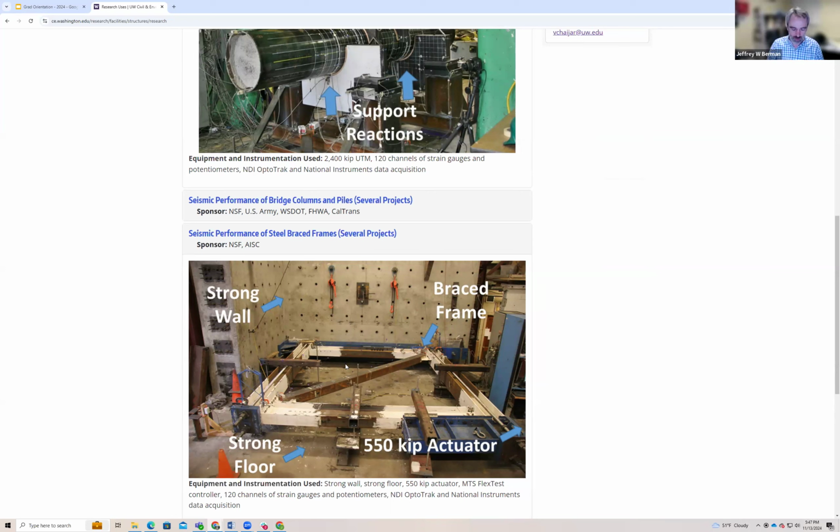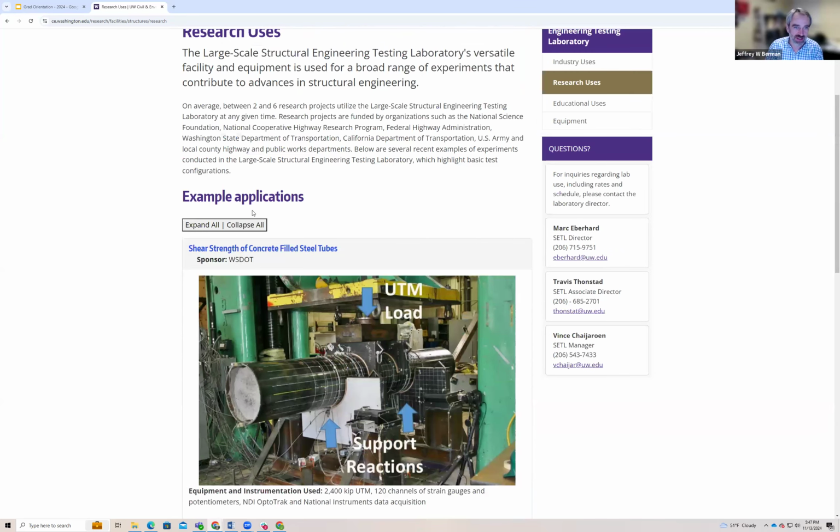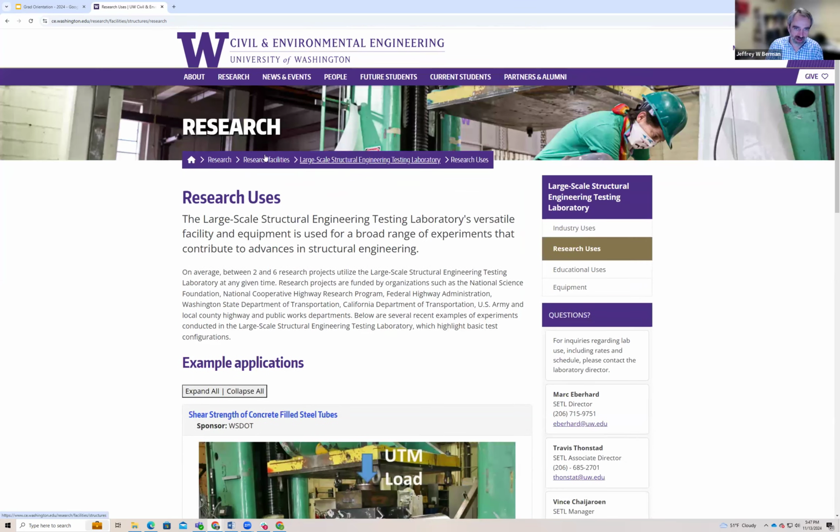Right now, we're testing slab to column connections. There's a big test going on where they've cast reinforced concrete columns with tributary slabs, and they're looking at the shear strength of slab to column connections. So they're essentially pulling the slab down to get a shear failure of the slab. And that is occupying a large portion of our strong floor as well. So that's the large-scale structural test lab.